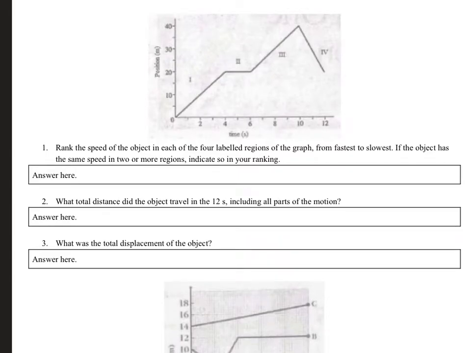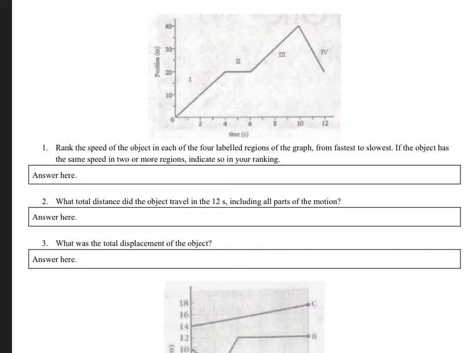All right, let's make this key real quick. So this is the interpreting position-time graphs. For number 1 on the top graph, we want to rank the speed of the object in each of the 4 labeled regions on the graph from fastest to slowest. If the object has the same speed in 2 or more regions, indicate so in your ranking.